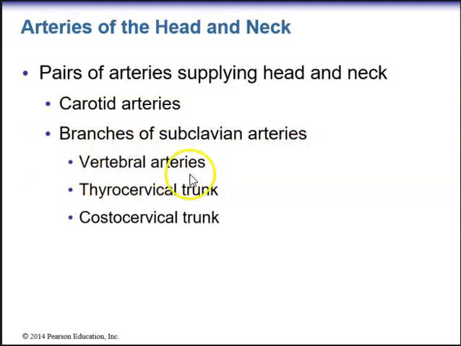We have the vertebral arteries that we talked about when we were going over bones. These arteries go through the transverse foramen within the transverse processes of the cervical vertebrae. We also have branches of the subclavian arteries that include the thyrocervical trunk, giving blood supply to the neck region around the thyroid gland, and the costocervical trunk, which we'll see in the next diagram.